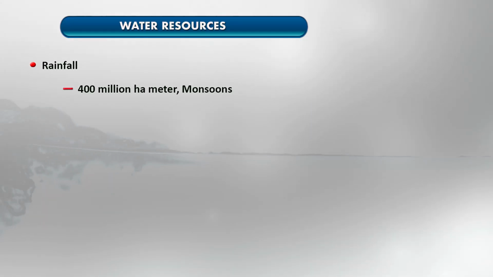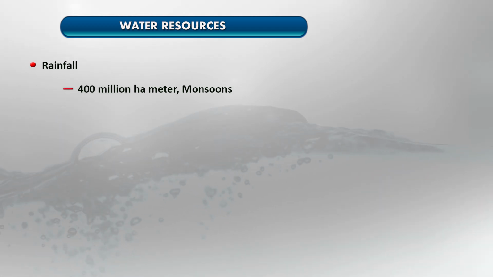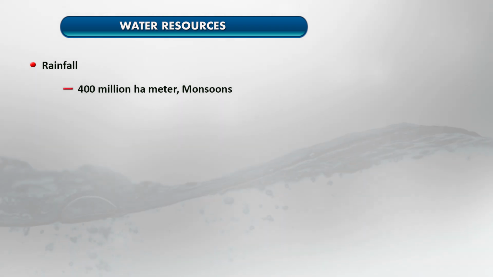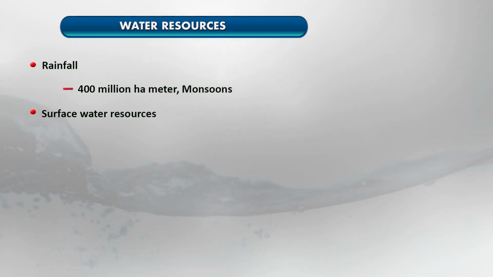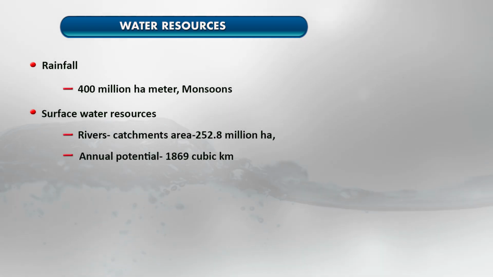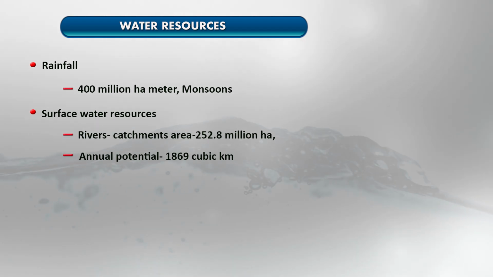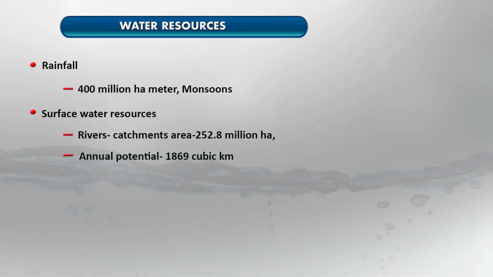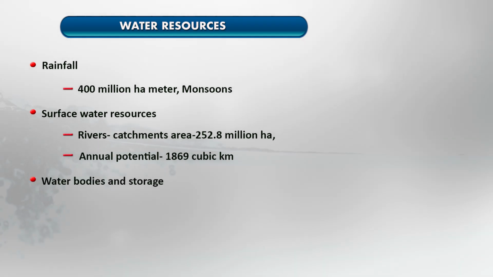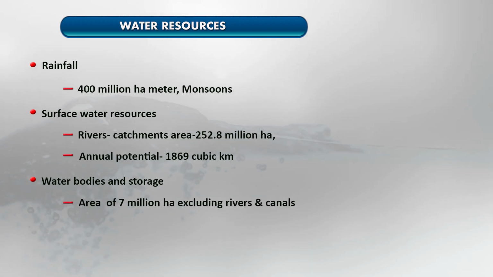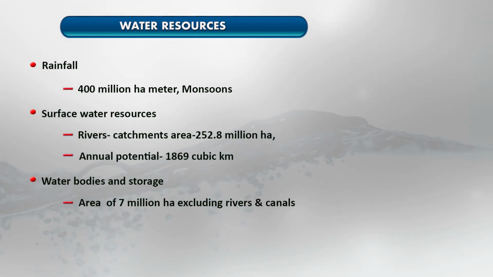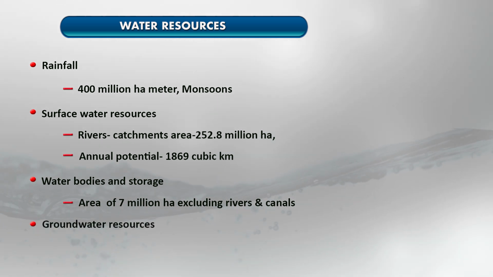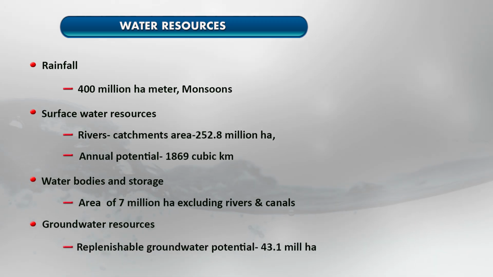When we talk about rainfall, we have 400 million hectares total rainfall in the country, and most of the rain comes from the southwest monsoon. Then we have surface water resources, which come basically from the rivers. The catchment area is around 252 million hectares, and the annual potential of the surface water is 1,869 cubic meter. Then we have water bodies and storage structures, an area of 7 million hectare, including the rivers and canals. And the replenishable groundwater potential is 43 million hectares.